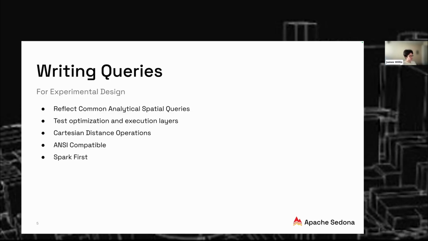Another choice we made here, or at least we've made so far, is that all the distance operations and all the spatial relationship operators are performed on a Cartesian grid. So there's no sphere or spheroidal modeling of the Earth when we calculate how far apart two things are. And then finally, we prefer ANSI compatible SQL to anything that is engine specific. So if it can be expressed with an ANSI compatible operation, we pick that.